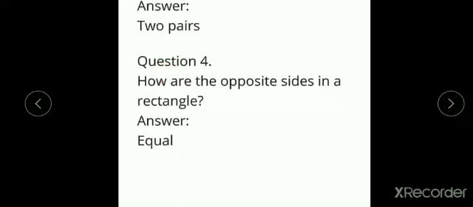How are the opposite sides in a rectangle? So opposite sides of a rectangle are equal. So the lengths are equal and breadths are equal. 2 breadths are equal and 2 lengths are equal.